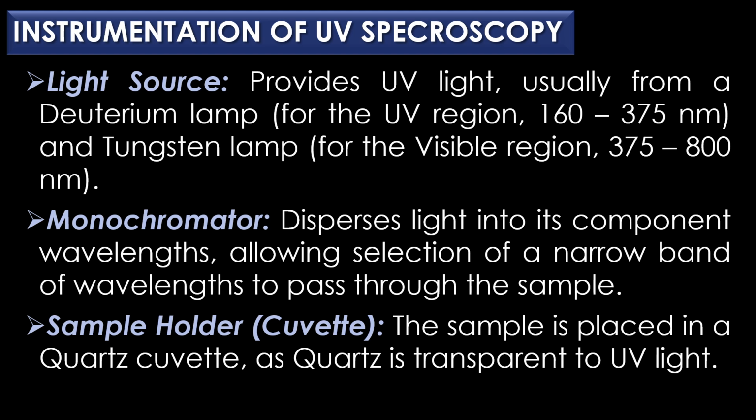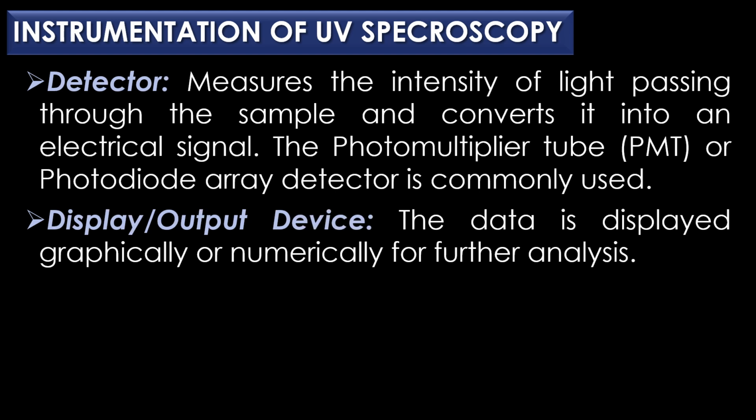Third, sample holder or cuvette. The sample is placed in a quartz cuvette, as quartz is transparent to UV light. The detector measures the intensity of light which is passing through the sample and converts it into an electrical signal. The photomultiplier tube or photodiode array detector is commonly used.